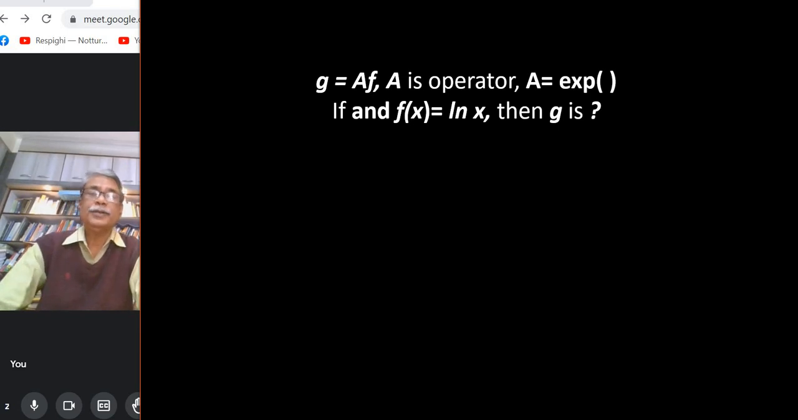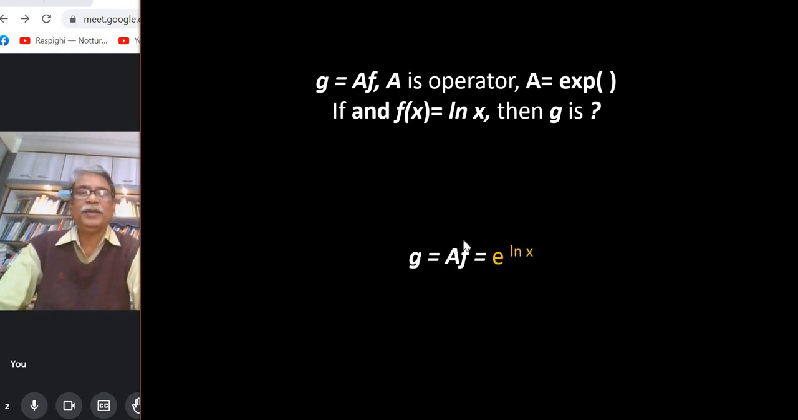Well, it's an operator question. G is A f, where A is an operator. What type of operator? Exponentiation, so e to the power something. Something means a function of x, say f(x), and f(x) is given as ln x. So the question is what G is. Okay, it's a bit simple but tricky. G is A f. Now A is exponentiation and f is the function ln x. So e to the power ln x is G. Now what is G? More simply, if you take logarithm on both sides, ln G is ln x. So actually G is x.